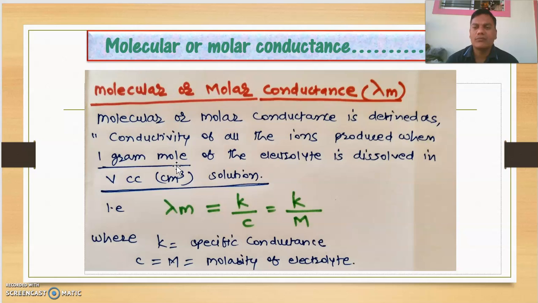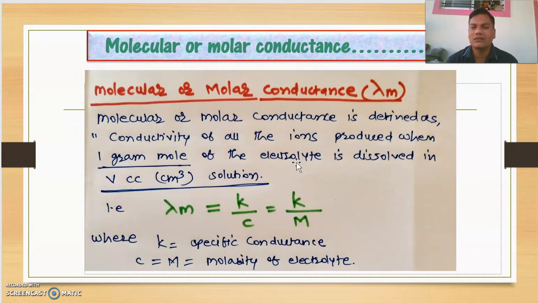Now see the basic difference between molar conductance and equivalent conductance. A small difference is there. When you consider equivalent conductance, 1 gram equivalent of the electrolyte is used. But in case of molar conductance, 1 gram mole of electrolyte is used. The volume is the same, that is V cm cube of the solution.